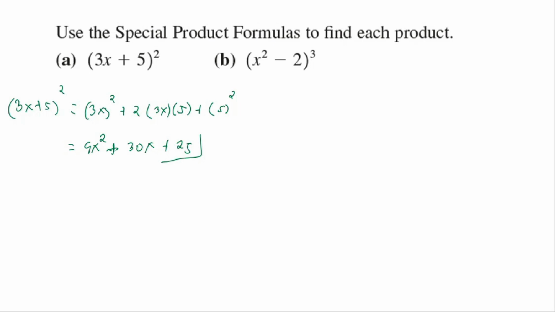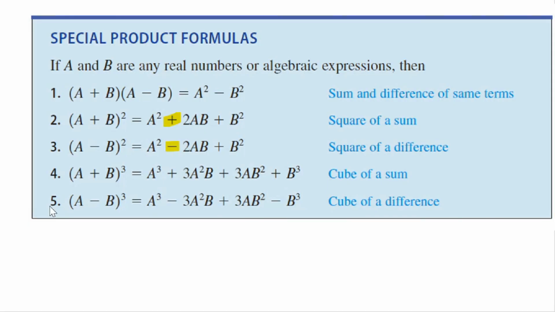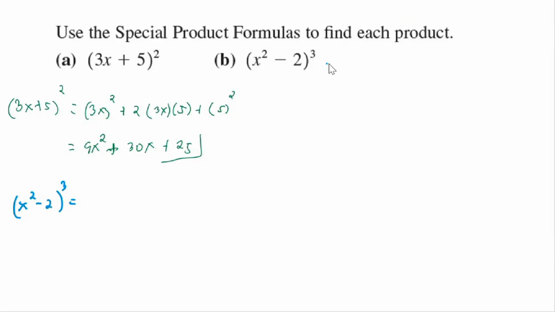So for letter B, this is the cube of a binomial. I will write it first here: x squared minus 2, to the power of 3. So recall the formula for this. We're following formula number 5. I will write the formula here, A minus B, so that you will be properly guided.